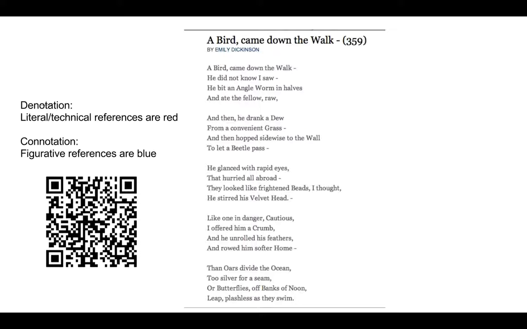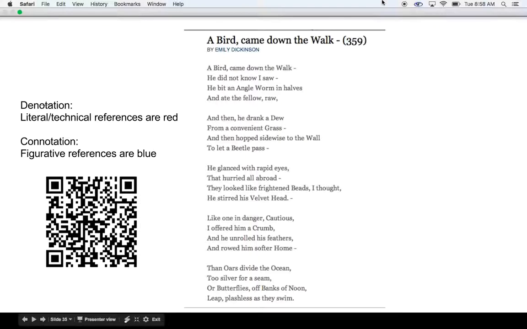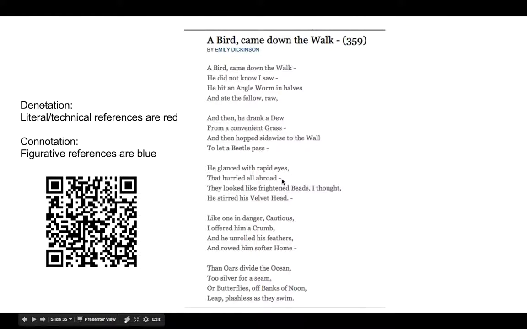So we know, and you can refer to the anchor chart that I have on Canvas and also in the classroom, that denotation means the literal technical references, and we're going to underline those in red, and then connotative figurative references will be in blue. And because of my lack of ability right now, I am just going to show you where the connotative references are. I won't actually be underlining them in blue, but when you do this, you will do that.